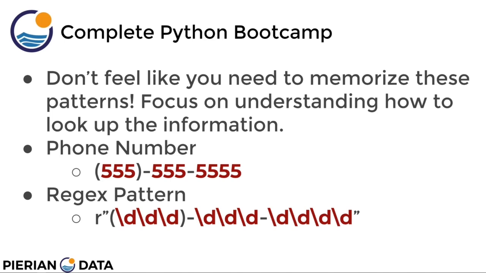And in this particular case, \d stands for digit. So this is essentially saying I'm looking for 3 digits in a row. It doesn't actually care what the digits are because we don't know what the digits are yet. We just know that they're going to be in this format.